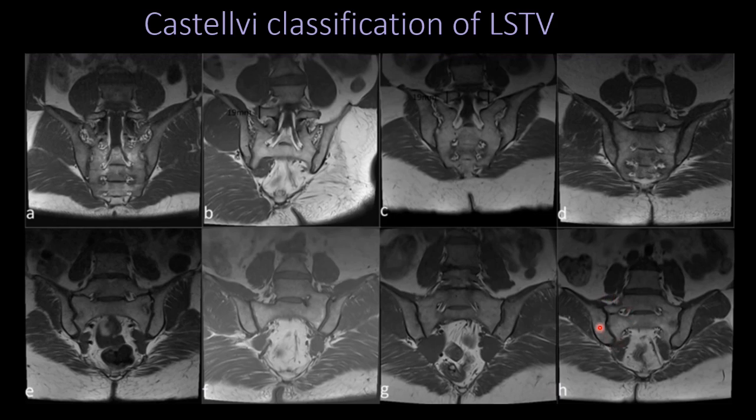Here we can see subtype 2A on one side and subtype 3A on the other side, so it is type 4.